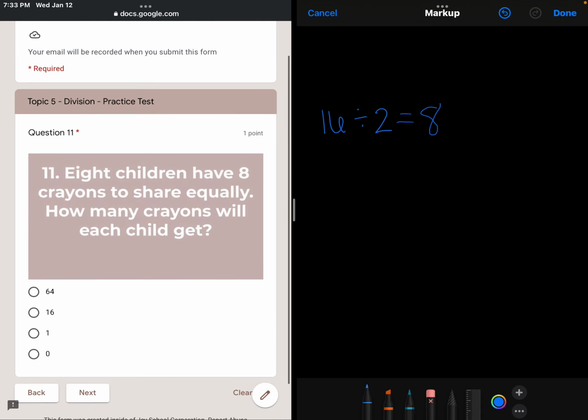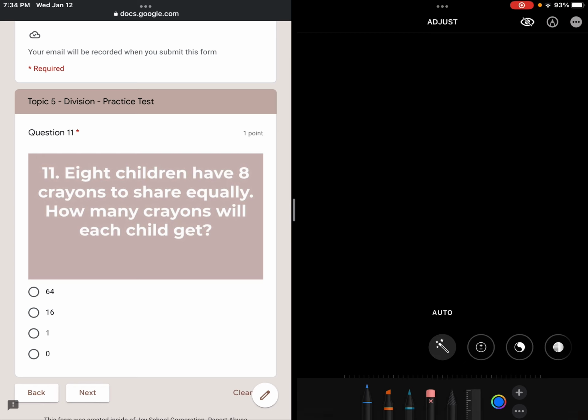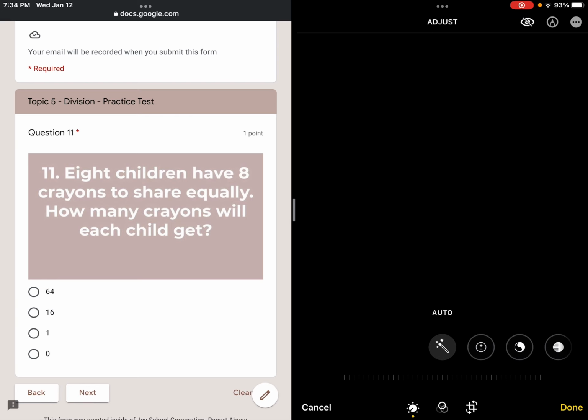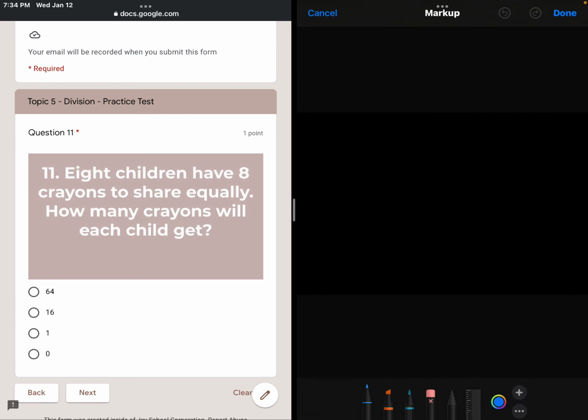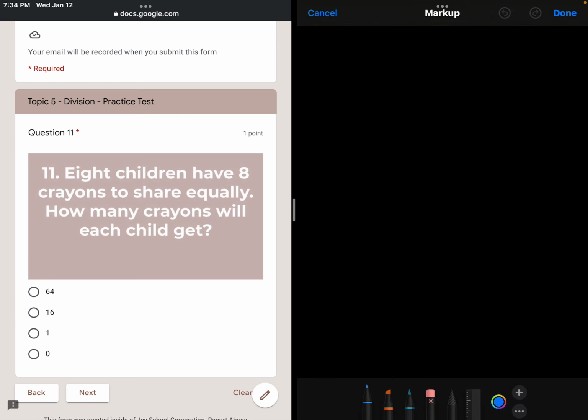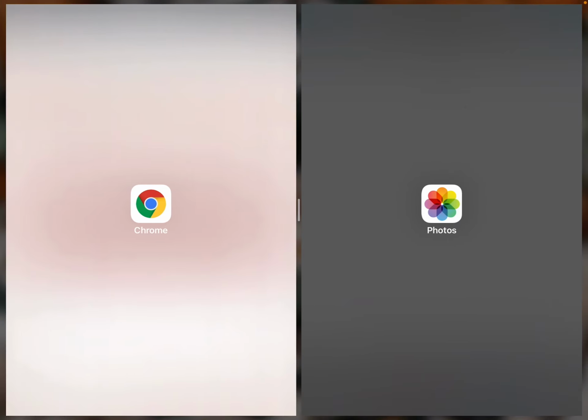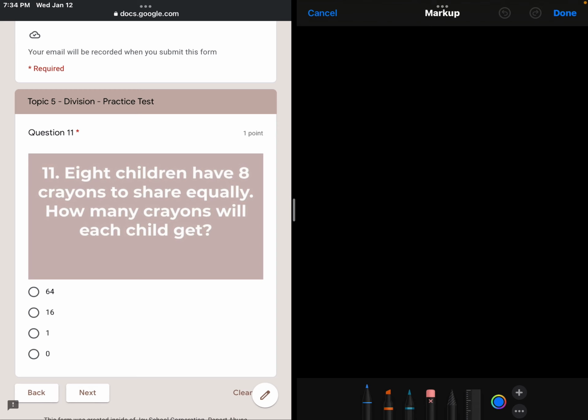All right, number 11. 8 children have 8 crayons to share equally. How many crayons will each child get? Some of you got this one wrong, okay? I think you were just overthinking, I hope. So let's go ahead and look at it. Oh, I hope I didn't ruin that. I've never done this before, so we're trying something out.